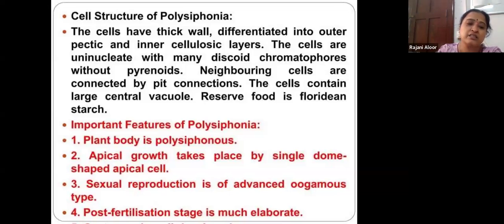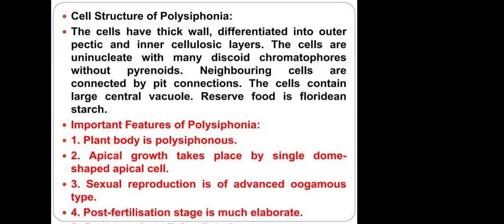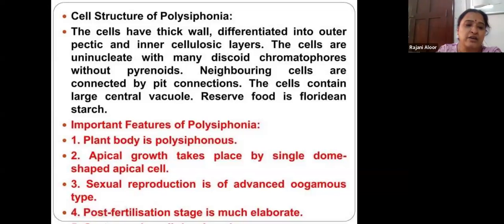The cells contain a central vacuole. Do you know what the reserve food material is? Floridean starch is the reserve food material. In Polysiphonia, the main important feature is that the total plant body is polysiphonous. What about cell growth? Apical growth takes place by a single dome-shaped apical cell.